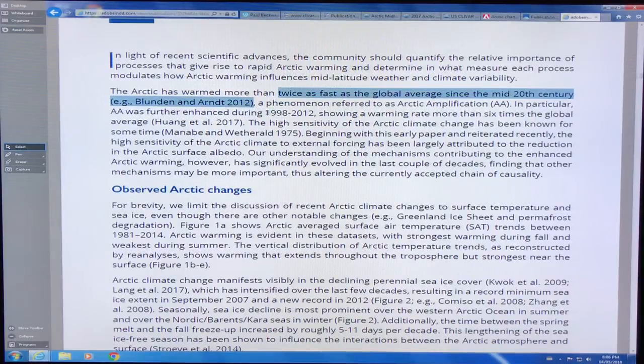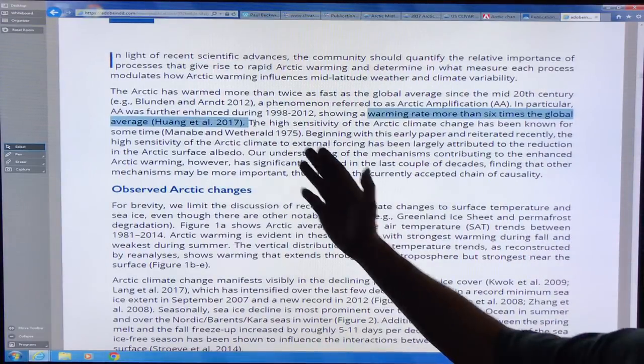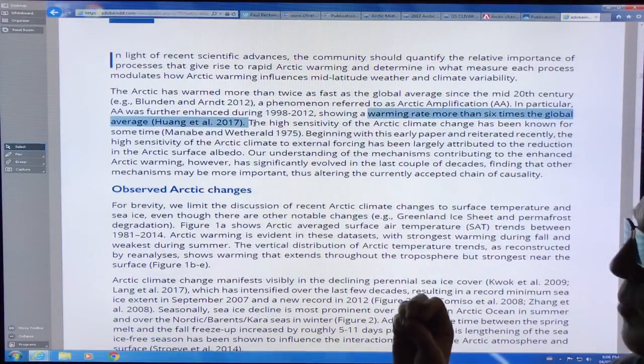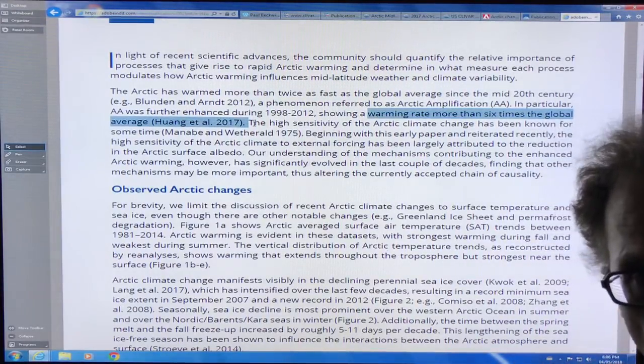I said it slightly differently in my intro, with different dates. 1998 to 2012, the warming rate, this is very important. I haven't seen this mentioned before in the literature. The warming rate is more than 6 times the global average. This is a 2017 paper. So the idea that the Arctic is warming at twice the rate doesn't hold. 1998 to 2012, 6 times. And I've been saying for years it's 5 to 8 times, depending on how you define the Arctic.